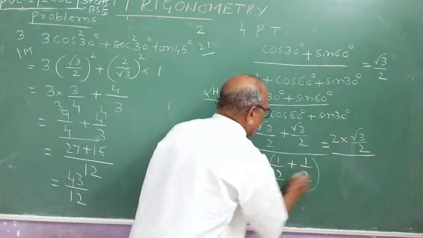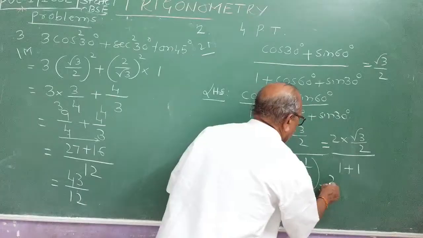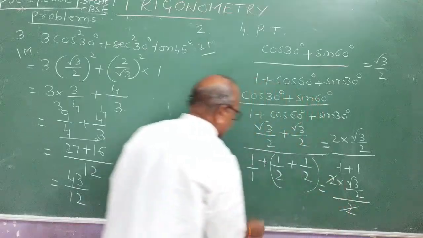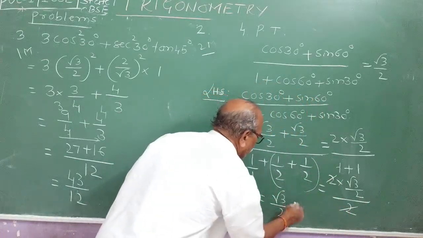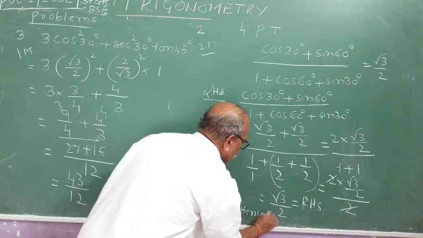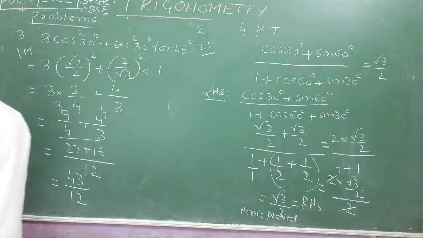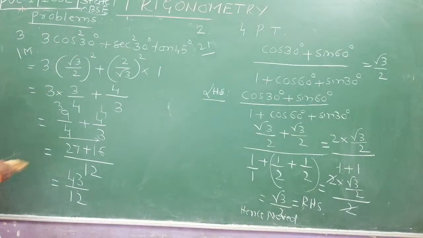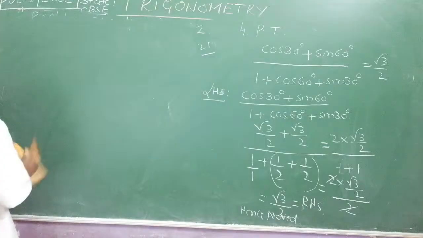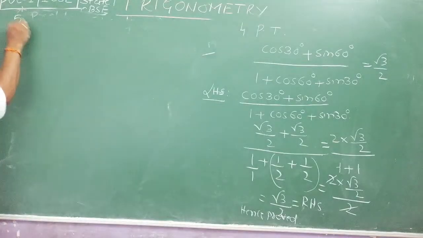Use some tricks of calculation. 1 by 2, 1 by 2, 1 by 1 becomes what? 1 only. Plus half becomes what? 1 only. So therefore you get here 2 into root 3 by 2 divided by 1 plus 1 becomes 2. 2 cancels. Yes, you are getting the value root 3 by 2, that is equal to RHS. Hence proved. Prove that type of problem just to give you practice on standard angles. It was the fourth question. Try another one.